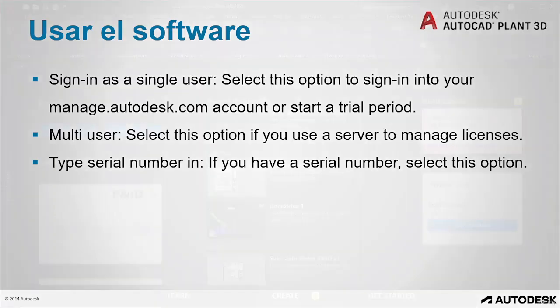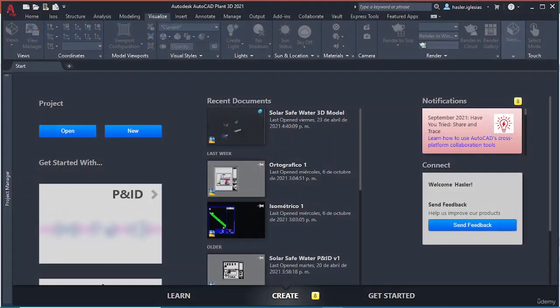And with this, the software will be fully installed and ready to use. You will see this interface. Remember, this is the 2021 version, but it shouldn't be so different. We're going through this interface in the following courses, but this is how a fully installed AutoCAD Plant 3D software looks like in a Windows environment.